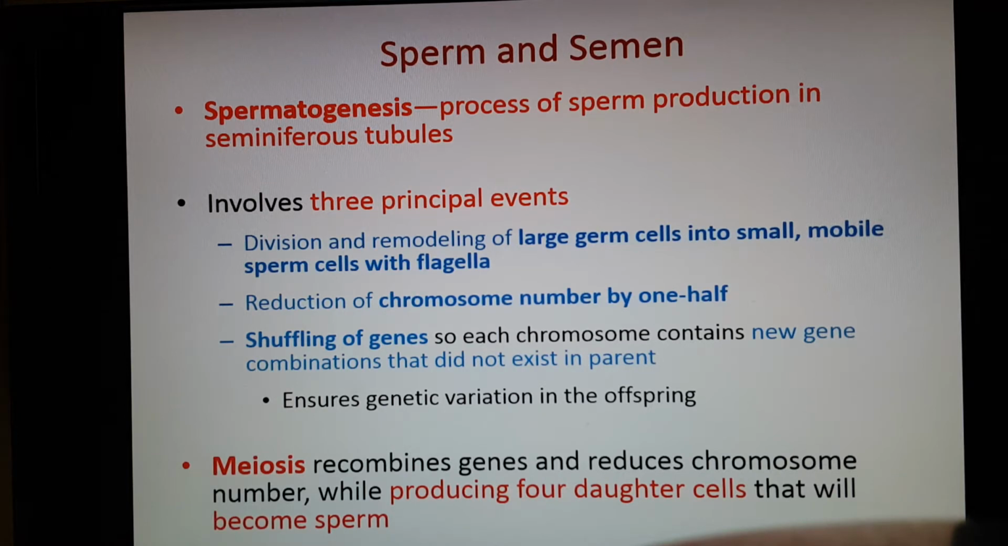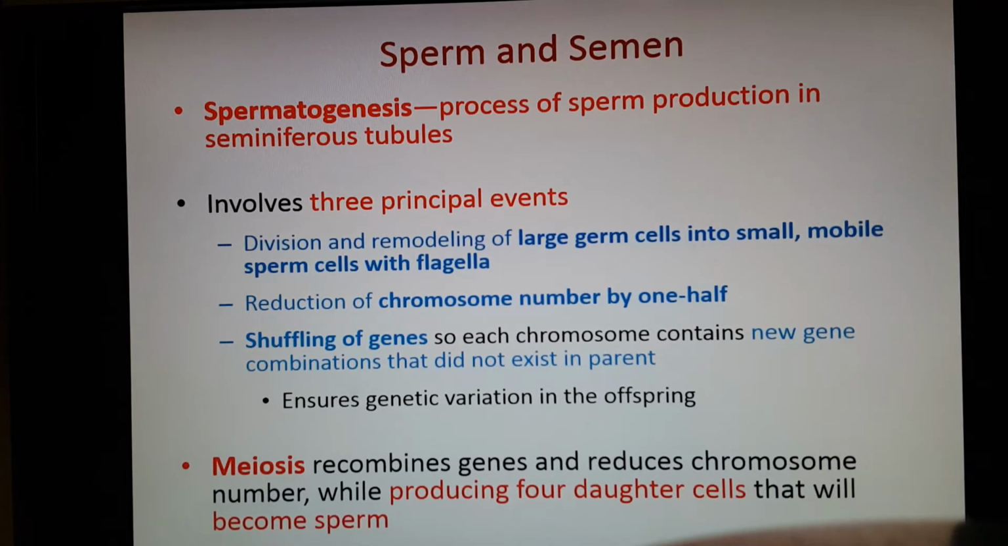So now we're going to go into the actual production of sperm and going through the process called meiosis, where our initial parent cell will eventually develop into the different gametes. The process of actually producing sperm is called spermatogenesis. It occurs in the seminiferous tubules, which are located in the testes.